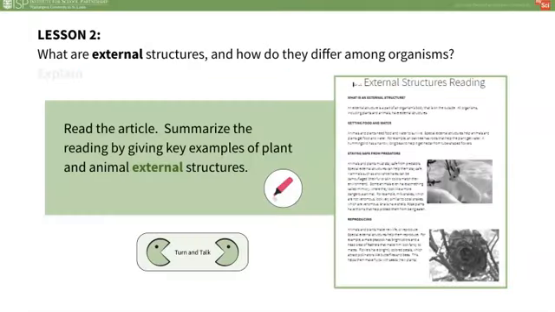During the explain portion of this lesson, students will read about the external structures of different species. Teachers may choose to have students highlight or underline the specific examples of organism adaptations that come up in the reading. After students read, have them turn and talk to summarize this reading. As a class, chart key examples in plant and animal structures.